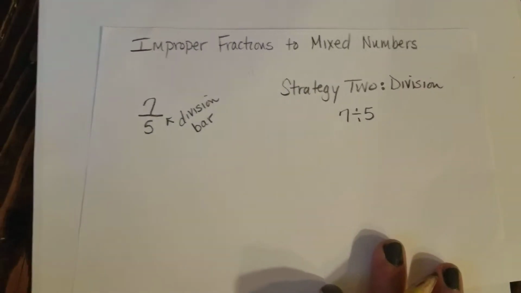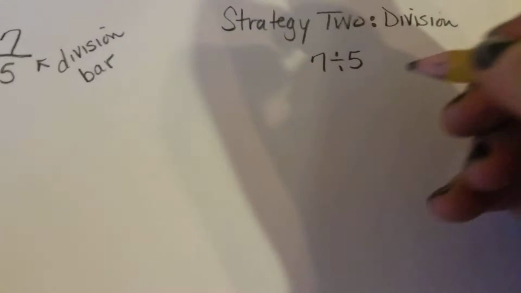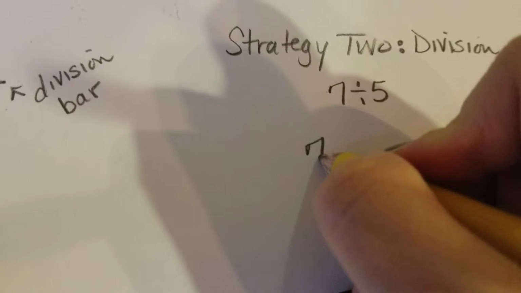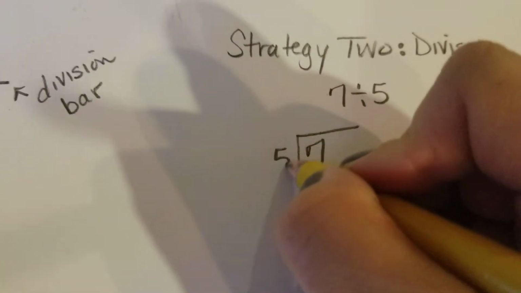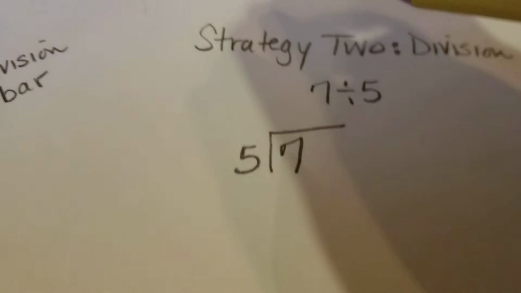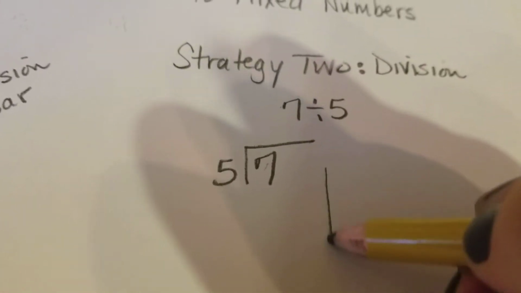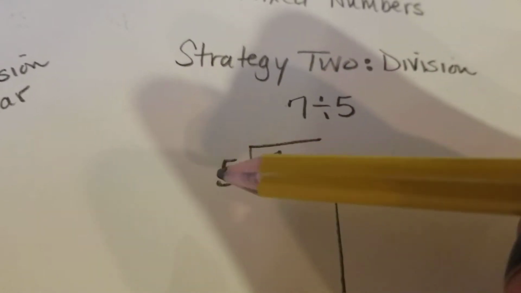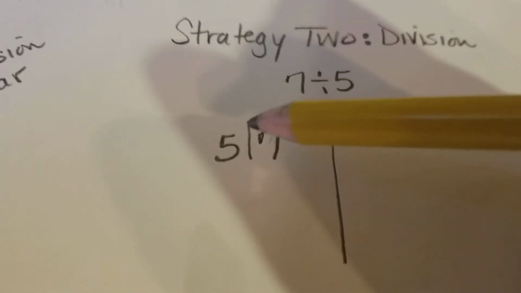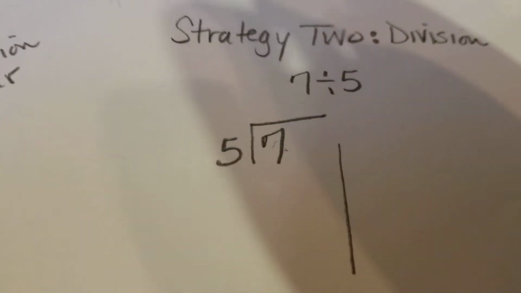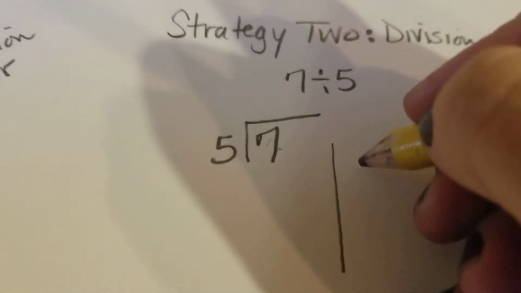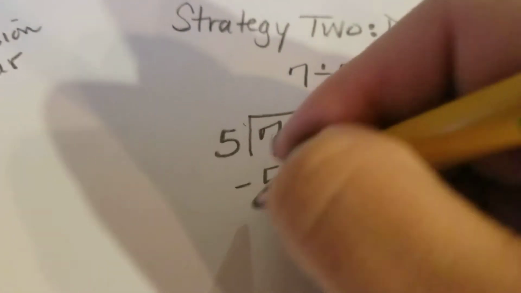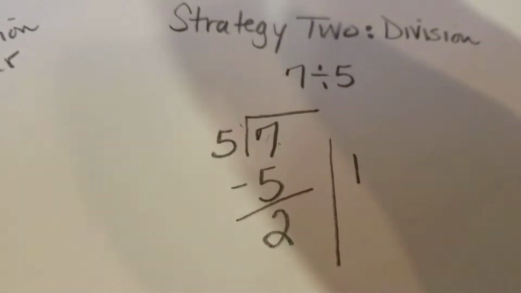So, if we set up, now I'm going to use partial quotient division and not long division. It looks very similar. And I'm going to do 7 divided by 5. So I have 7, and I want to make 5 groups, basically. So I ask myself, 5 goes into 7 how many times? Goes into it 1 time. 1 times 5 is 5. I subtract, and I get a remainder of 2.